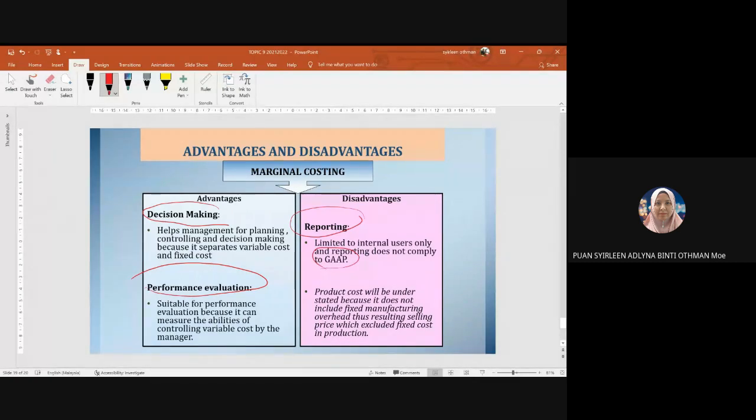But if I want to use the absorption costing system, the report from the absorption costing untuk banding AirAsia dengan MAS, that one saya boleh buat. Okay, sebab bila dia comply dengan GAAP, that means kita akan banding atas capacity yang sama lah. Okay, alright.